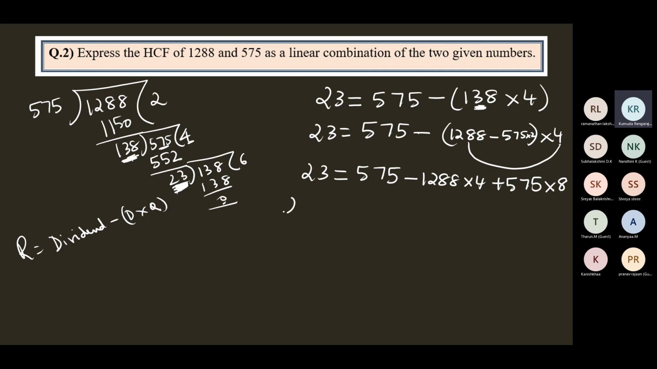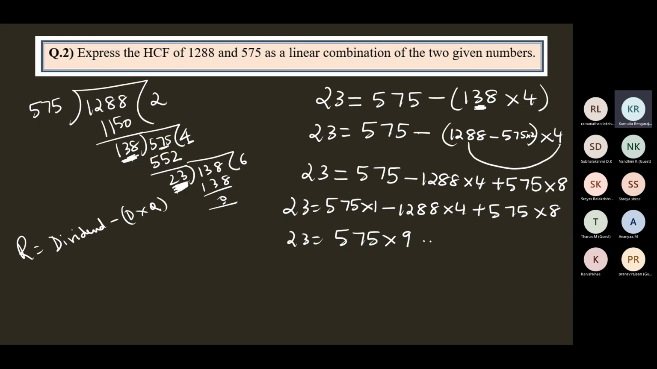Now you need to simplify. So 23 is equal to 575, you can write as 575 into 1, minus 1288 into 4 plus 575 into 8. Now simplify the like terms, 575 once, 575 8 times. So we have 575 9 times, minus 1288 into 4. Normally, we want a positive sign in the middle. So 23 is equal to 575 into 9 plus 1288 into minus 4.